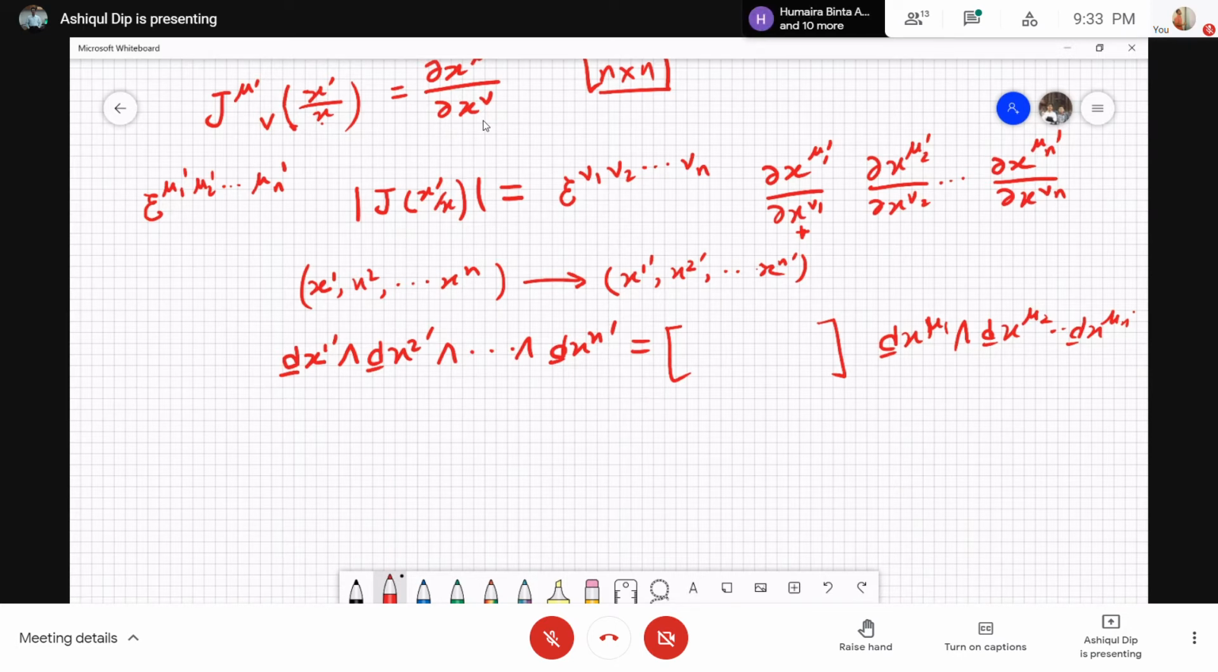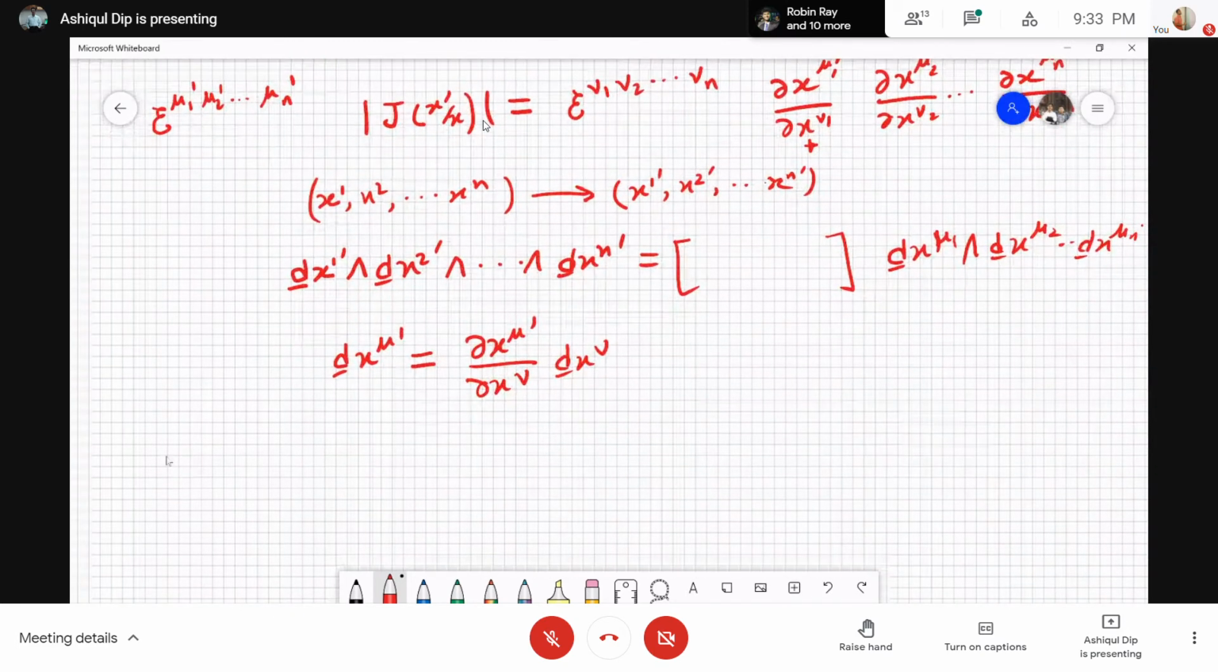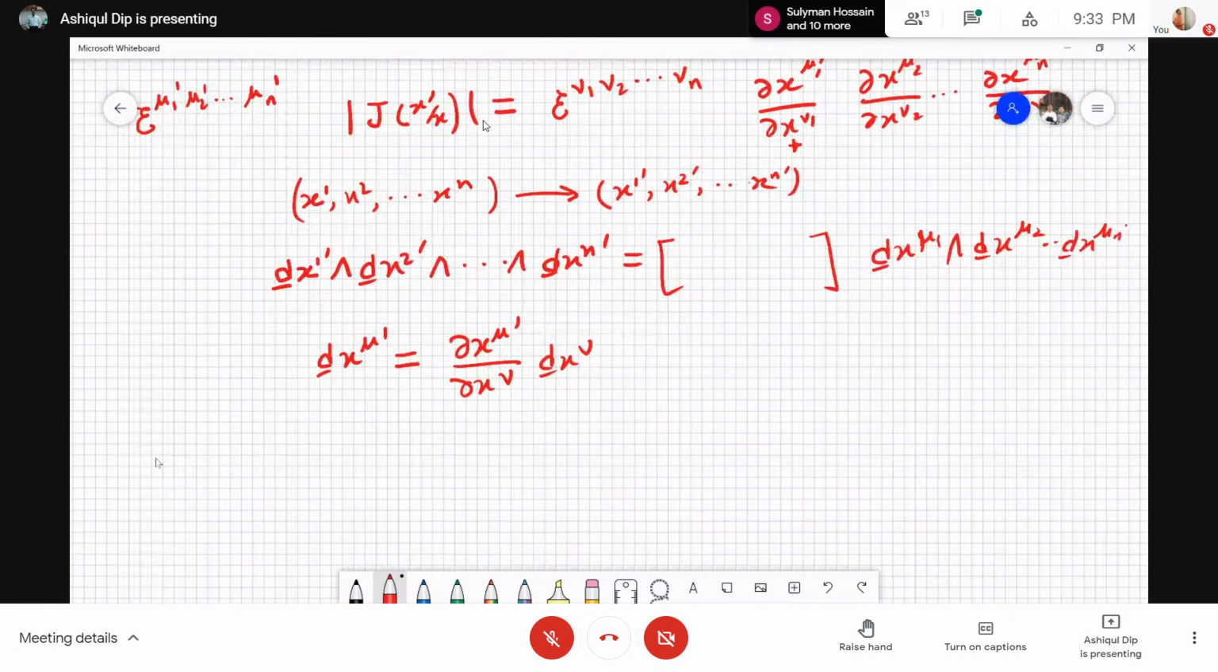Okay, so we can write just dx mu prime in terms of the older coordinate. So that would be like delta x mu prime by delta x nu dx nu. Is that correct? Yes. If it's correct, then this thing should be correct as well.